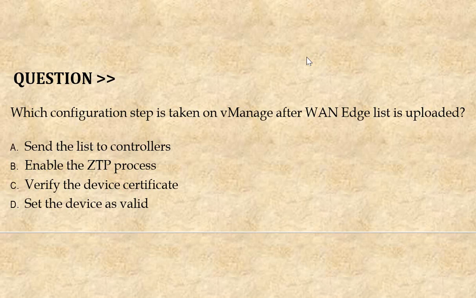Our next question is, which configuration setup step is taken on vManage after the WAN edge list is uploaded? Option A, send the list to controllers. Option B, enable the ZTP process. Option C, verify the device certificate. Option D, set the device as valid. The correct answer is option D.